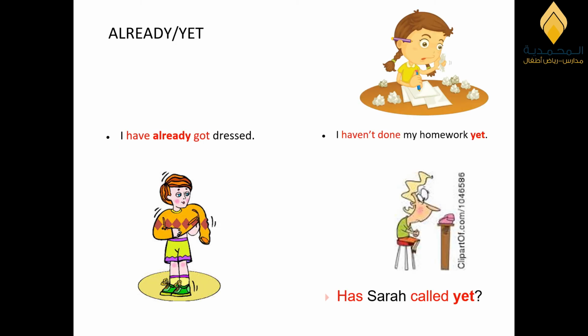What's the difference between already and yet? We said that with already we are talking about actions that happened earlier than we expected. So I have already got dressed. Yet is only used in negative sentences and questions. So if you take a look at the examples, I haven't done my homework yet, and has Sarah called yet?